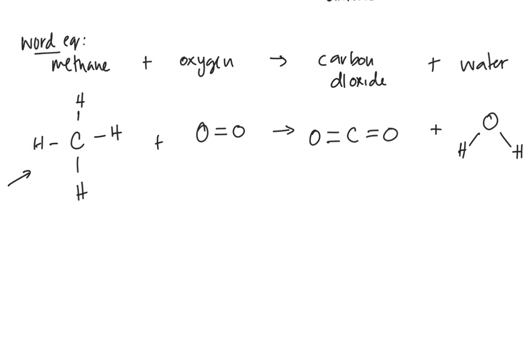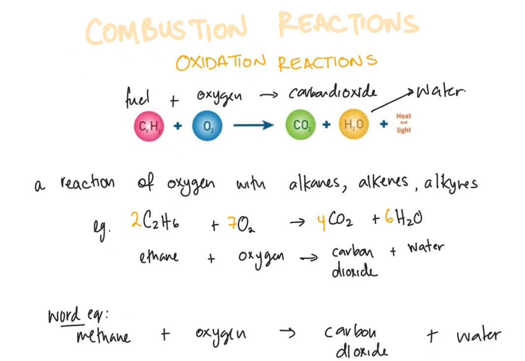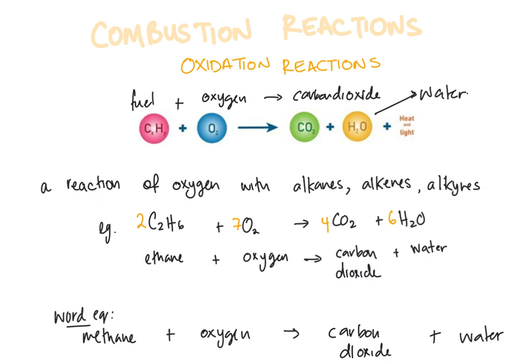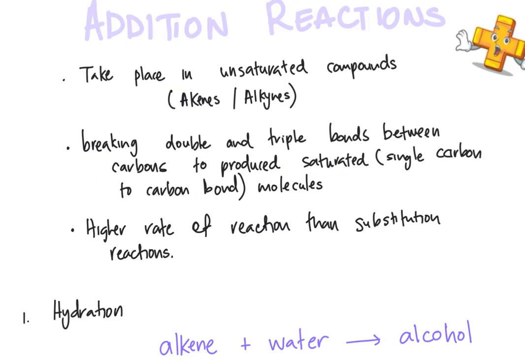And over here we have an unbalanced structural formula. You will then need to balance this equation and make sure you indicate how many of each of these molecules you have. So that is what combustion reactions are about. It's not something unfamiliar, something you have done before, and this is an example of how you write out structural formula for a combustion reaction.